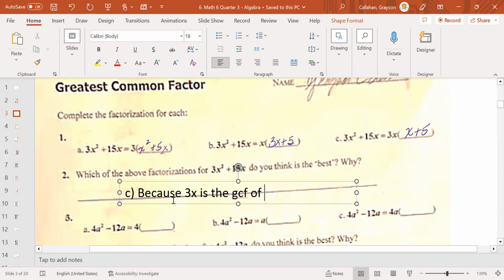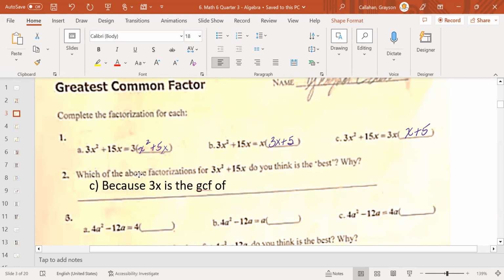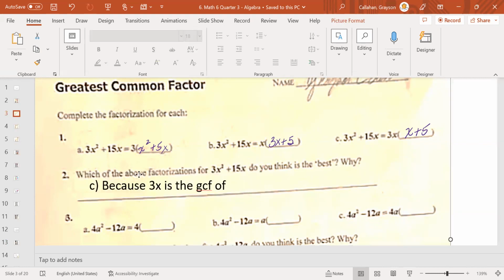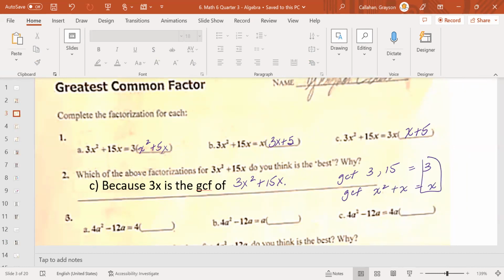Okay, it is C because 3x is the greatest common factor of 3x squared plus 15x. That's the reason why. If you look at the greatest common factor of 3 and 15, that is going to be 3, right? Greatest common factor of x squared plus x is x. So you have to include both of them. Do you see that? Okay.